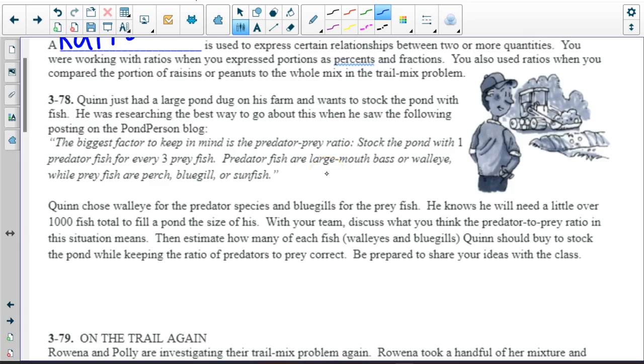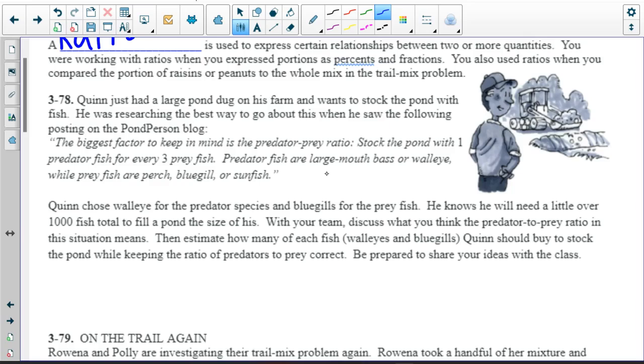So in our first problem, it says Quinn just had a large pond dug on his farm and wants to stock the pond with fish. He was researching the best way to go about this when he saw the following posting on Pond Person blog. The biggest factor to keep in mind is the predator-prey ratio. Stock the pond with 1 predator fish for every 3 prey fish. Predator fish are largemouth bass or walleye, while prey fish are perch, bluegill, or sunfish.